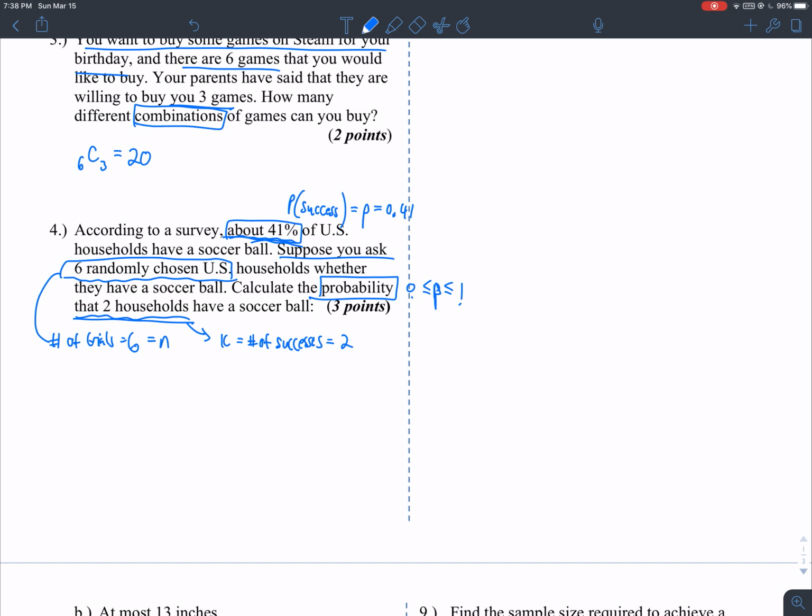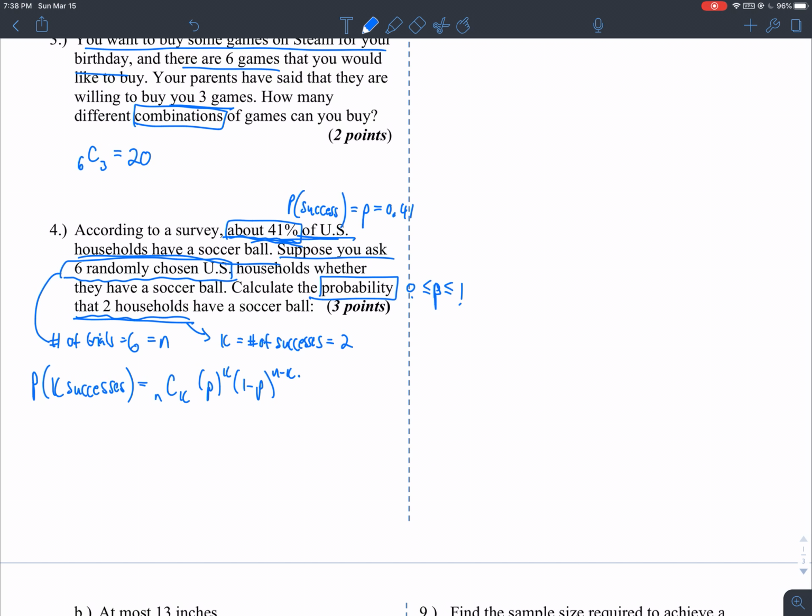The truth is that there's about a 41% chance that if you're a U.S. household, you have a soccer ball. So the probability on each trial is the same. Okay, so this definitely seems like a binomial experiment setting. Now we have this formula, the probability of K successes is N choose K. This is the binomial probability formula. Then we had P to the K, and then 1 minus P to the N minus K.